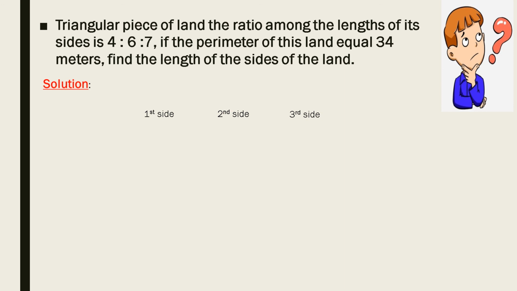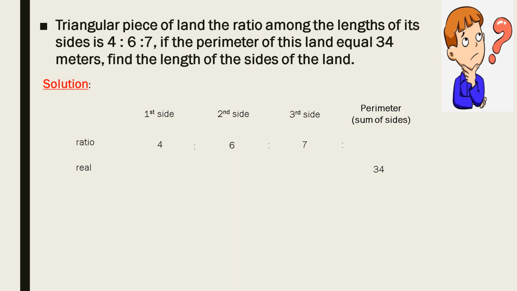To find the perimeter of any triangle, we need to add the first side plus the second plus the third. Then we write the perimeter, the sum of the sides. Write the ratio 4 to 6 to 7. In the real sum, we write 34 under perimeter.